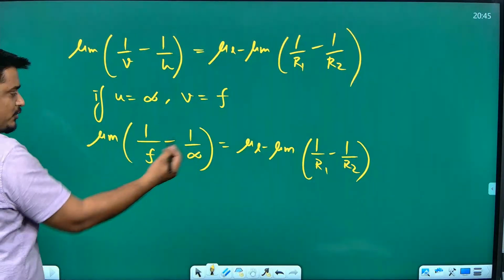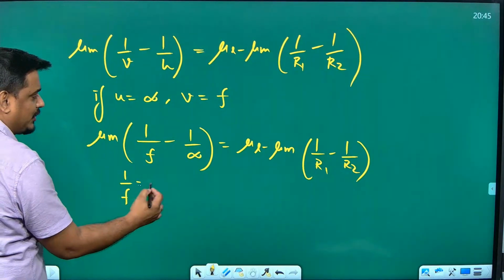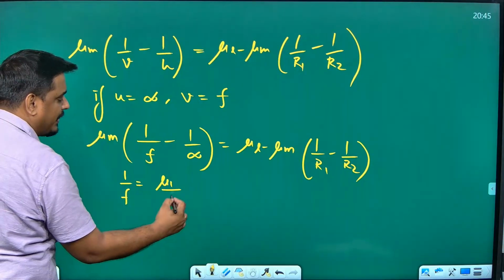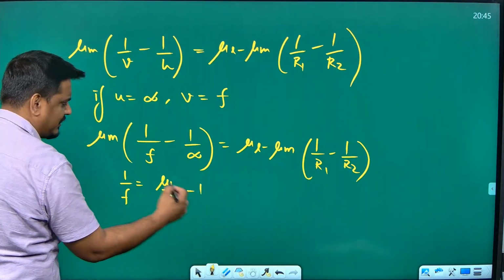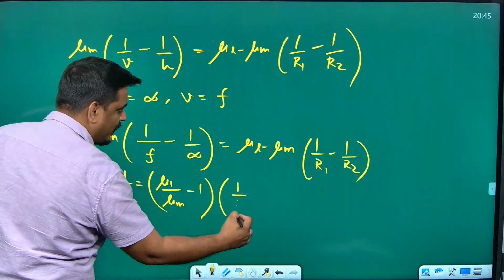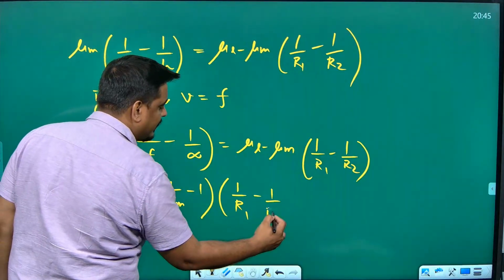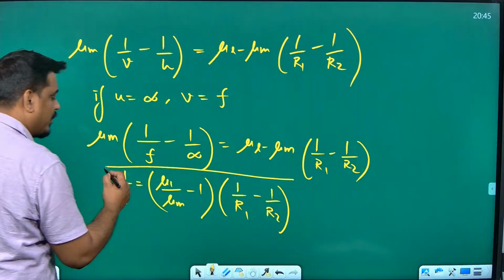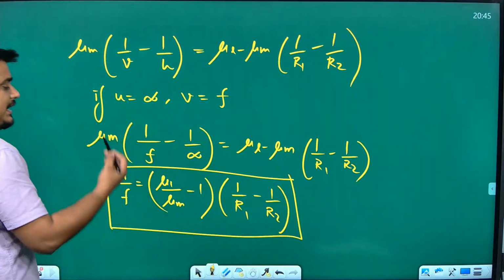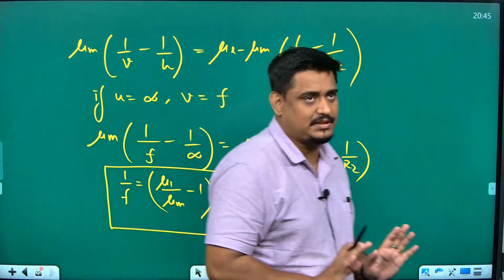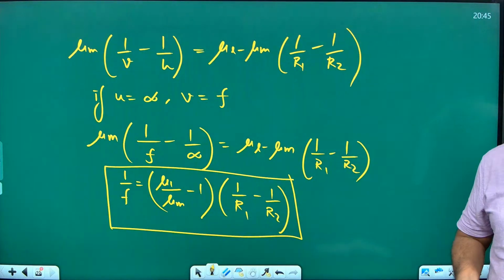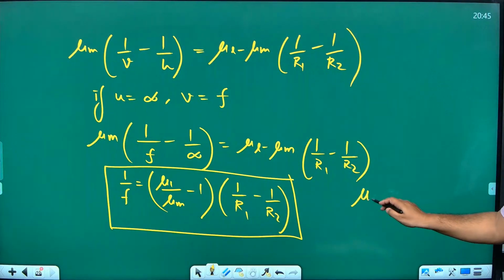Now that goes that side, you get 1 by F is equal to mu L by mu m minus 1 into 1 by R1 minus 1 by R2. This formula is called the lens maker's formula. Most times, we assume the medium outside is air.